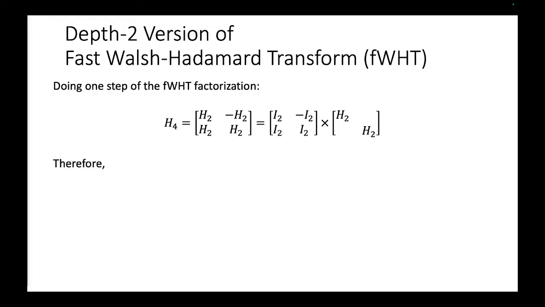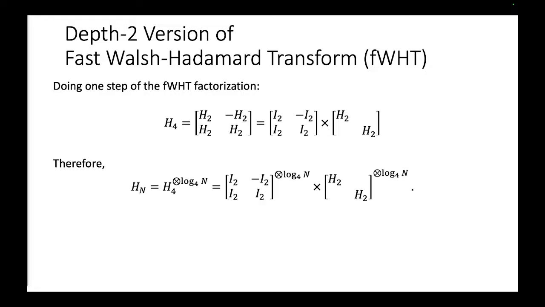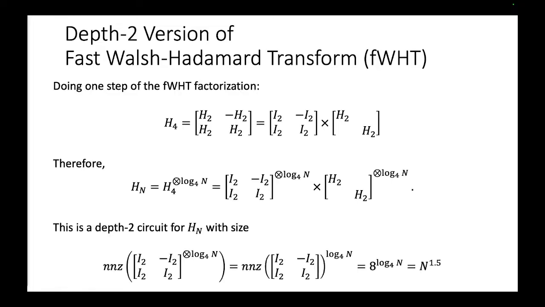And then we're going to apply the mixed product property. That means that for any n, the n by n Walsh-Hadamard transform is the log base 4 of n-th Kronecker power of the 4x4 Walsh-Hadamard transform. So we can write it as the log base 4 of n-th Kronecker power of these two different small matrices I've written right here. This is a depth 2 circuit because it's the product of two matrices, and its size is just the number of non-zero entries of these things. You can check easily that the number of non-zero entries is multiplicative under the Kronecker product because the entries are just products of original entries. So the size is exactly 8 to the power of log base 4 of n, which is exactly n to the 1.5.